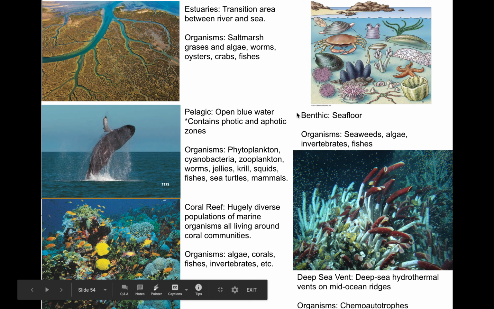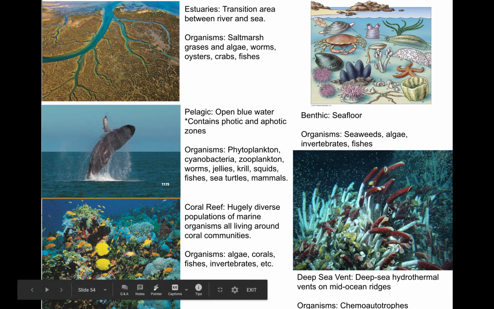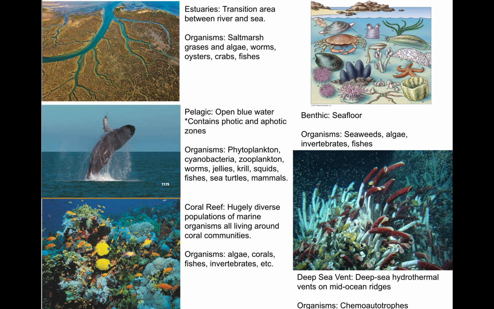Now, benthic means things that are along the sea floor. All along the sea floor, you're going to have a really big mixture of organisms. You will have different seaweeds and algae. You'll also have lots of different invertebrates, and you can even have some fish and things like that. So again, photosynthetic organisms. The only one that really does not have lots of oxygen available and doesn't rely on any kind of photosynthesis is going to be the deep sea vent.